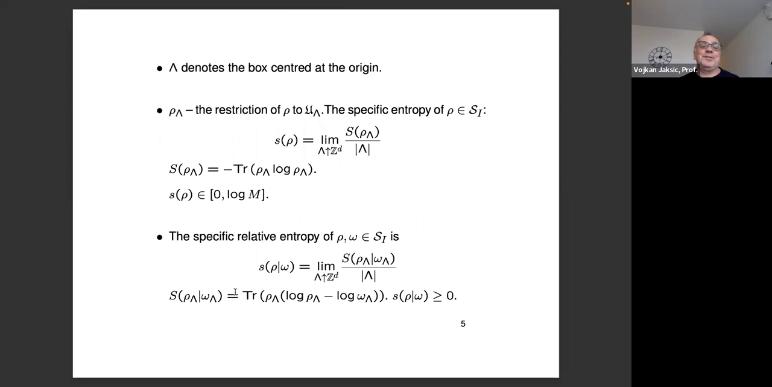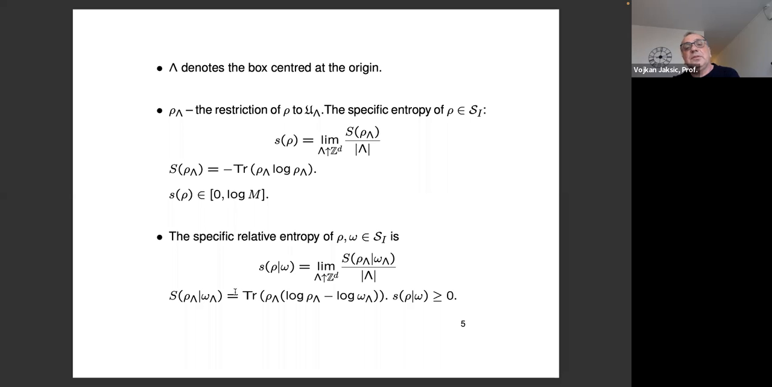So this is sort of a piece of notation. Lambda will denote the box centered at the origin in Z^d. So lambda going to Z^d would mean that the size of that box goes to infinity. We can take a Van Hove limit and so on, but we will restrict to the simplest possible set.